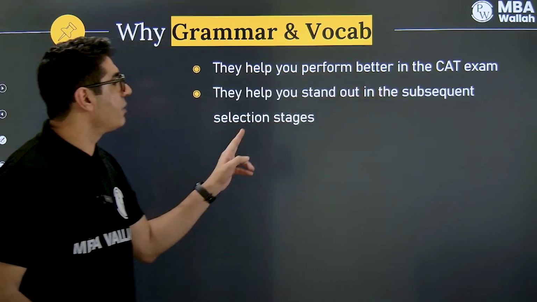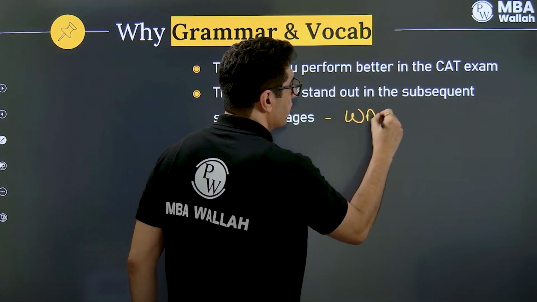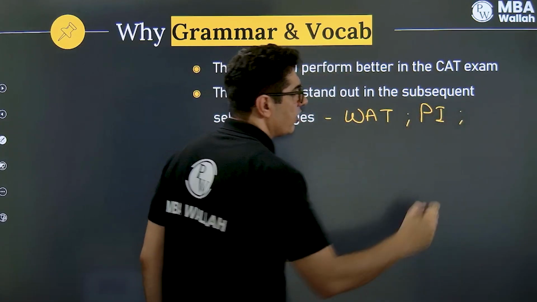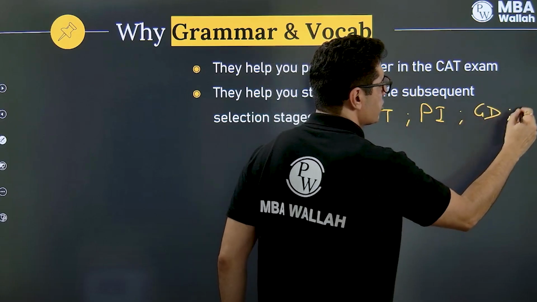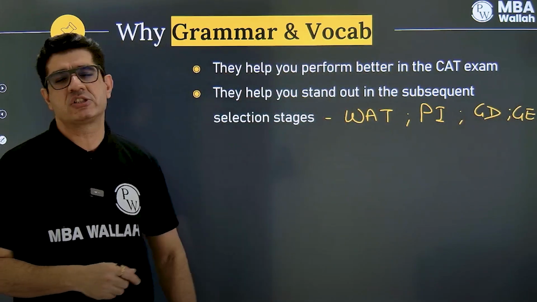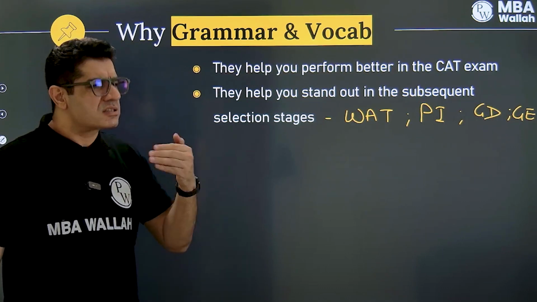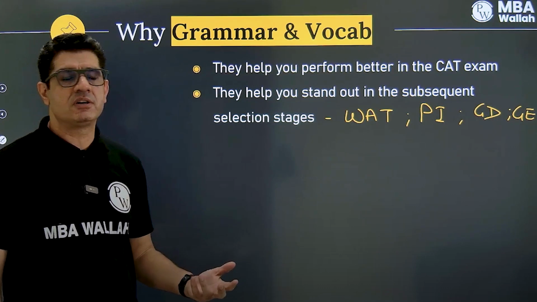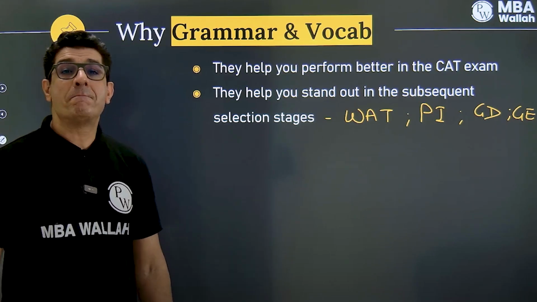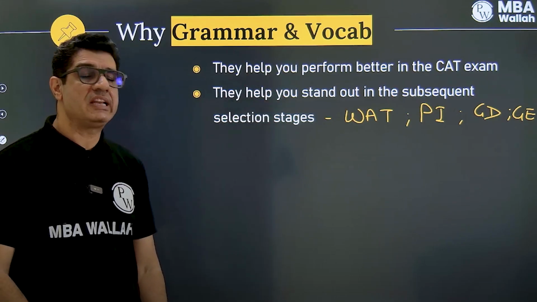So far, I'm assuming that you're writing only the CAT exam, and even here, when it comes to the subsequent selection stages, once you are shortlisted, you will be put through what? A written ability test, you'll be put through a personal interview. Some of the colleges may even put you through a group discussion or a group exercise or an extempore. At each one of those stages, a superior vocabulary, a certain level of comfort with grammar make you more effective, make you more impactful. And thus, the benefits don't end only with the CAT.